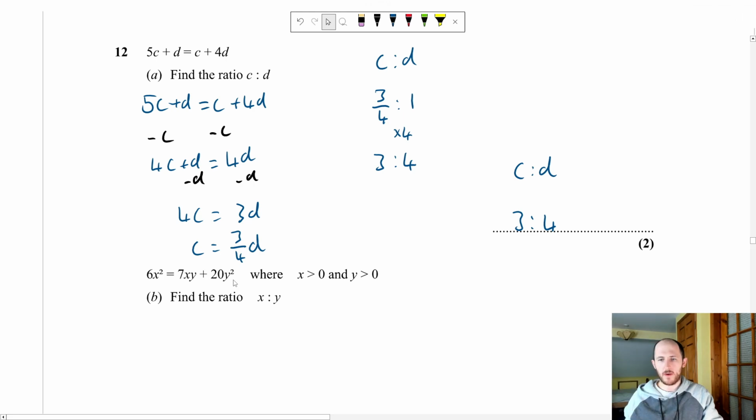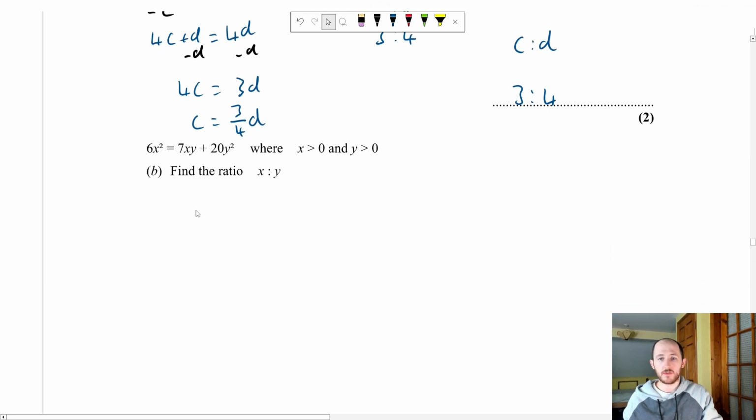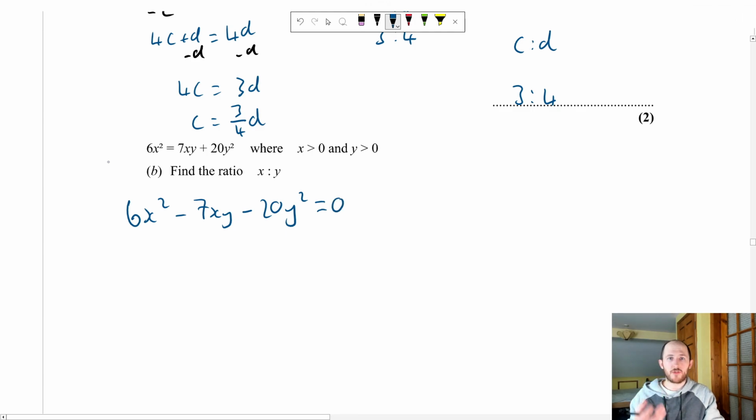Well, whenever we have squared terms, it might be a good idea to use quadratics. So if I move everything over to the left-hand side, I get 6x squared minus 7xy minus 20y squared equals 0. Now this looks like a quadratic equation, right? Because you have an x squared term, then you have a linear x term, and then you have a constant term at the end. So if you remember, when you have a quadratic, it looks like this, generally speaking.